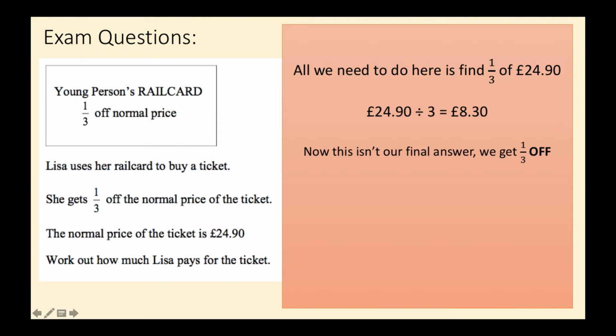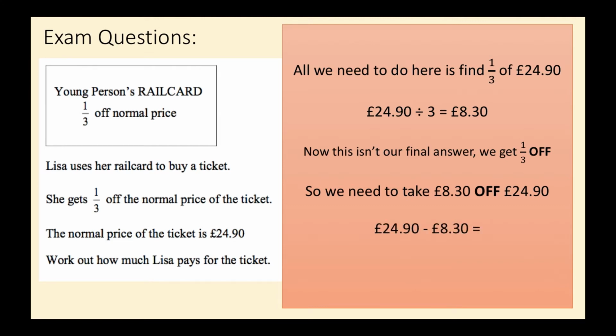Now this isn't our final answer, we get a third off. So we need to take £8.30 off £24.90. £24.90 take away £8.30 gives us £16.60. Okay, so you can always just do 24 take away 8 gives us 16, and 90 take away 30 gives us 60.